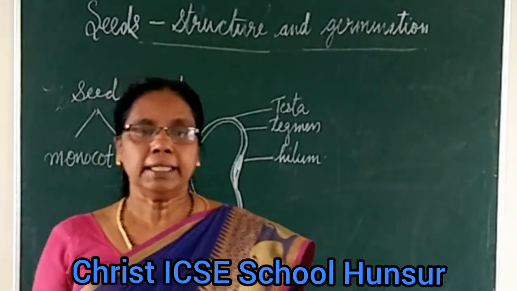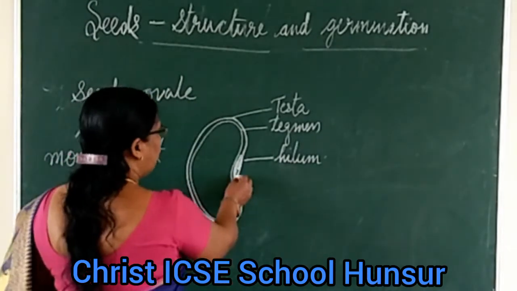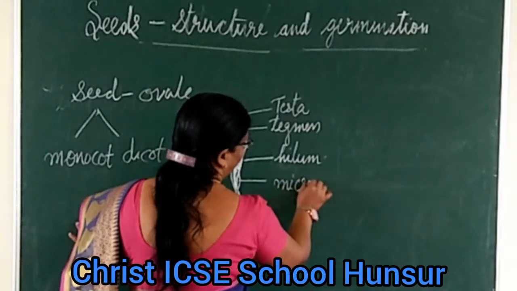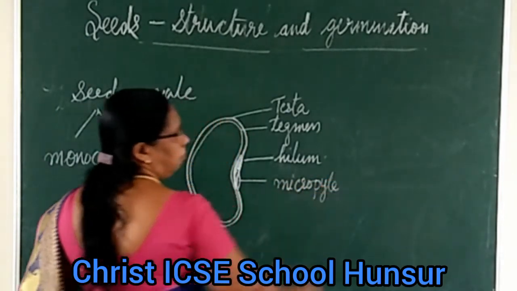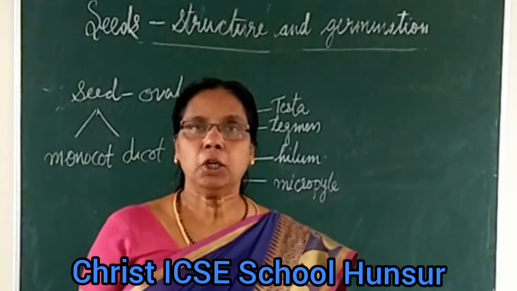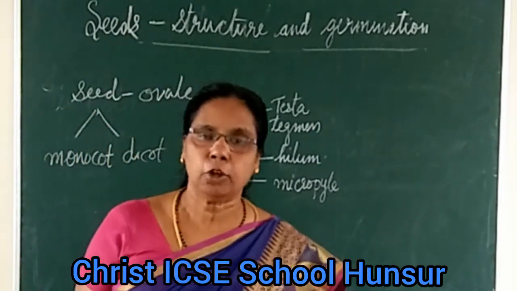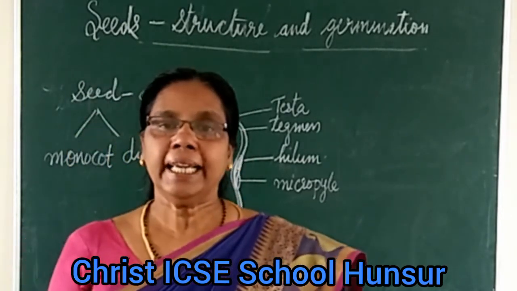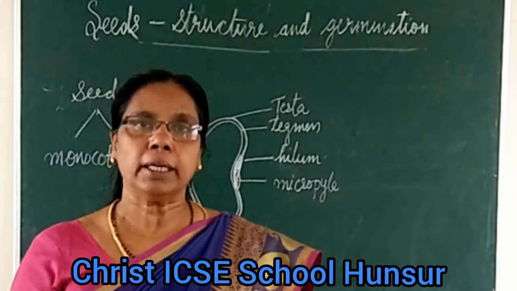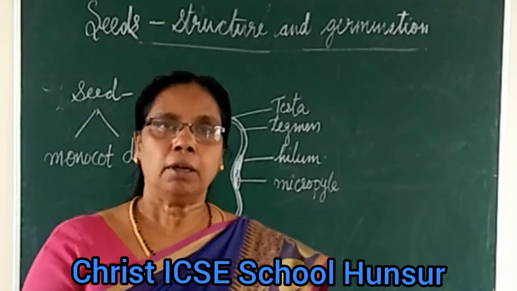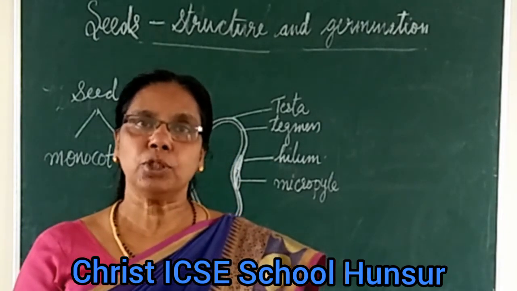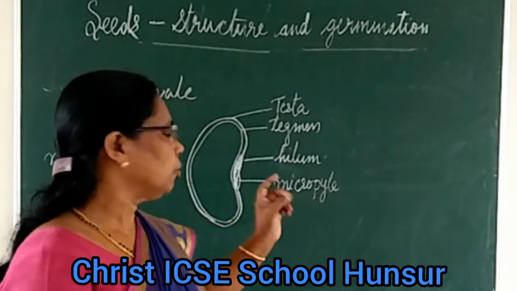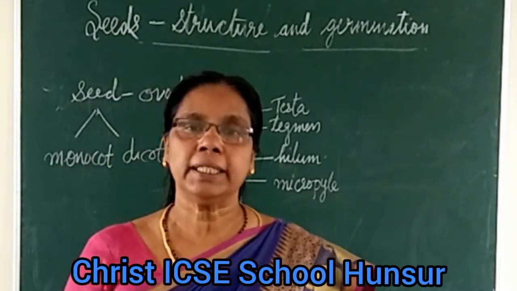Next, you can see that there is a small opening. This is called the micropyle, a small opening below the cotyledons. And what is its function? Let us see. One is to take in water. When you soak a seed in water, it will absorb water and swell up, and mainly through the micropyle, water absorption takes place.